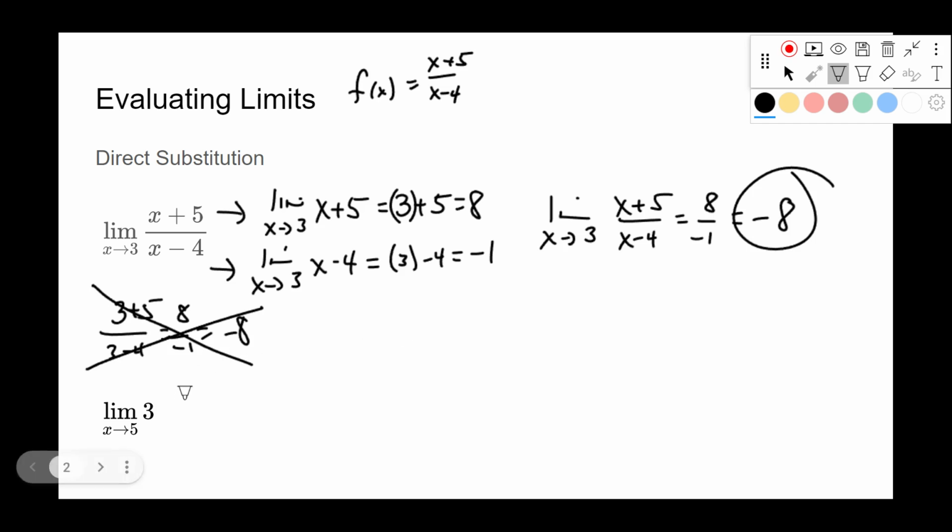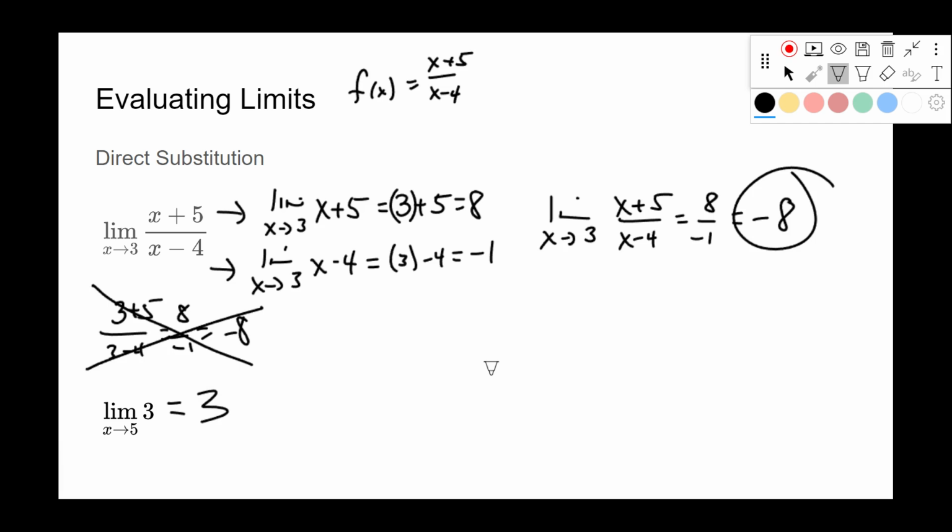So let's try this one on the bottom, because this one's a little more complicated. The limit as x goes to 5 of 3. All right, so there's two ways to think about this limit. One of the ways to think about it is, well, normally I'd try direct substitution. I'm going to take 5 and I'm going to stick it in for wherever I see an x in this function. But there is no x. So then I can't put 5 in. So the answer is 3.